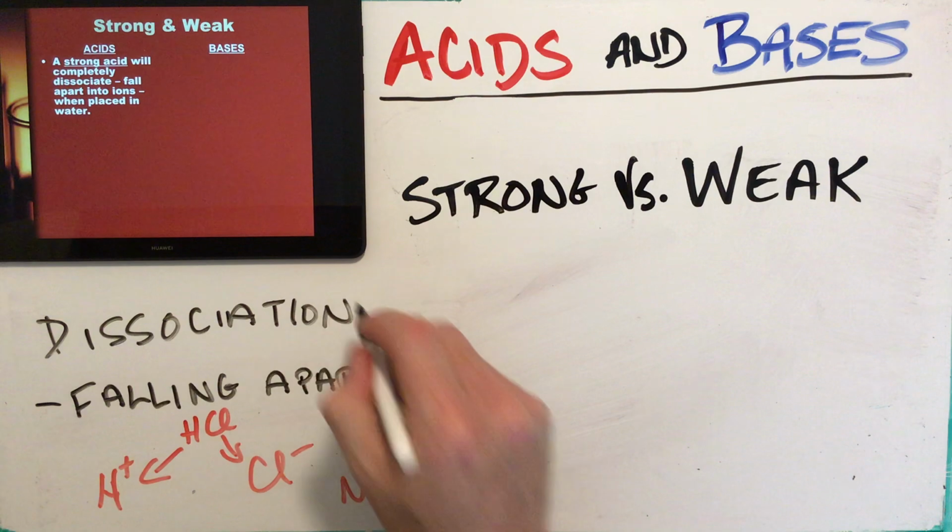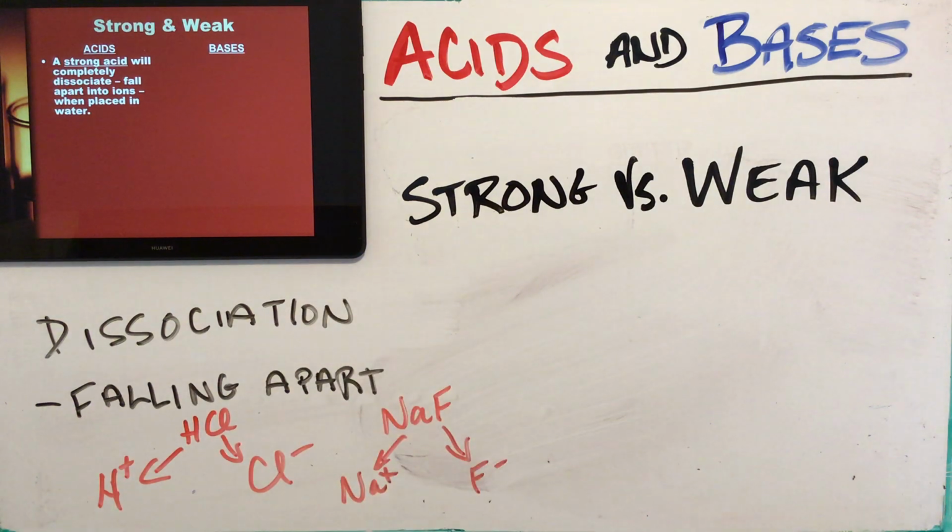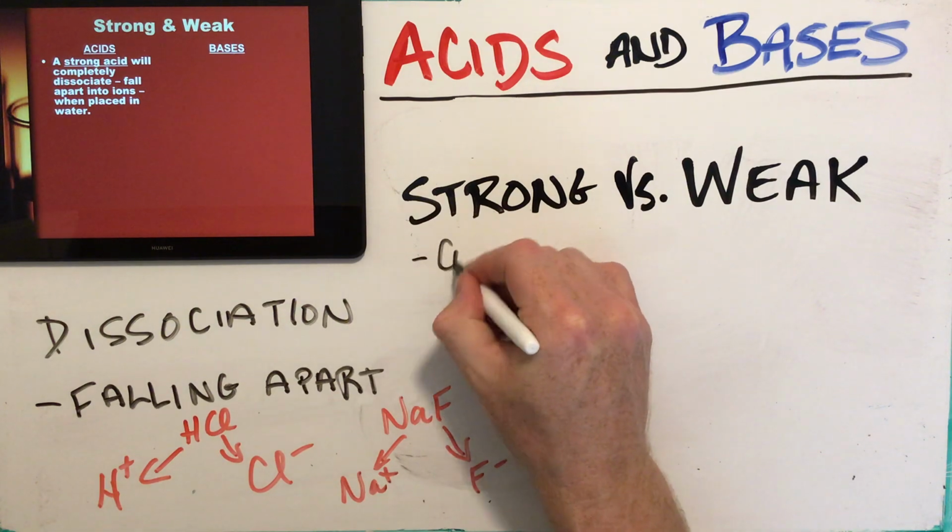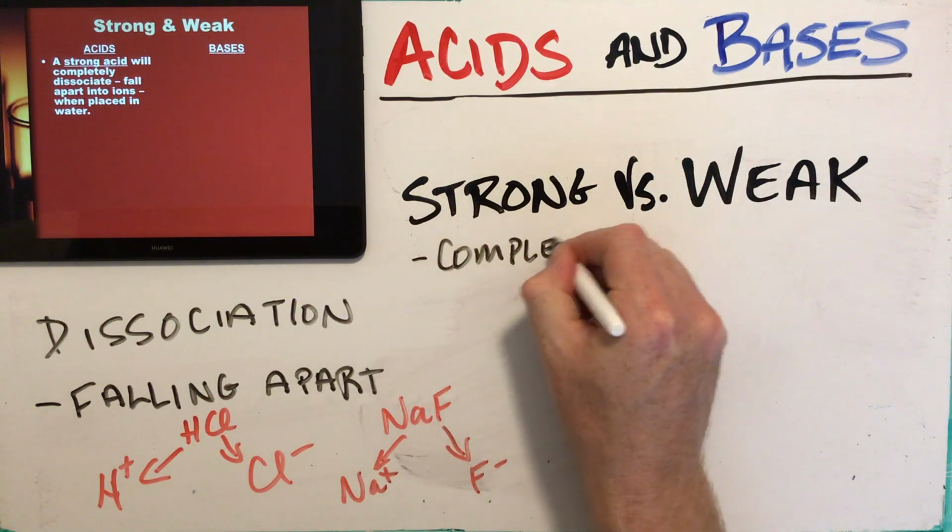Look at it later. So dissociation means to fall apart. Now, a strong acid or a strong base. A strong acid or base completely dissociates.